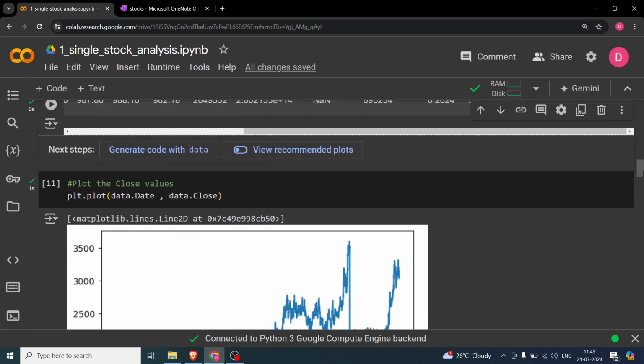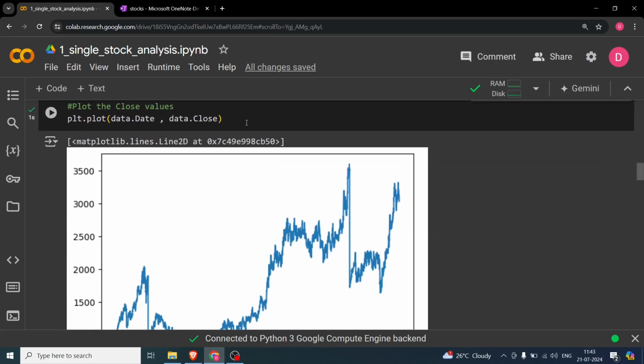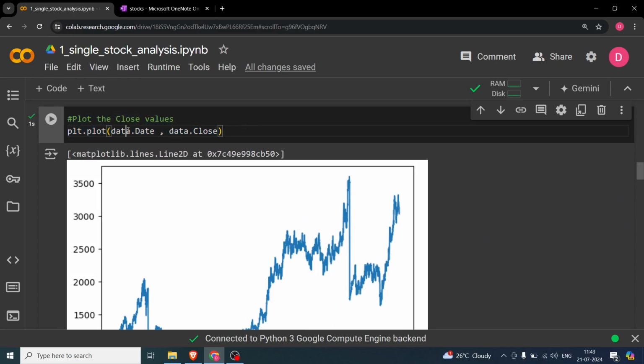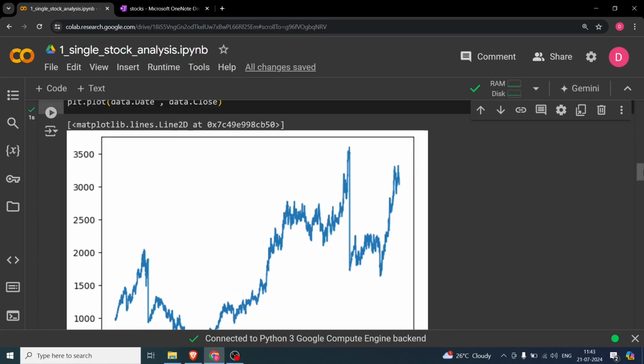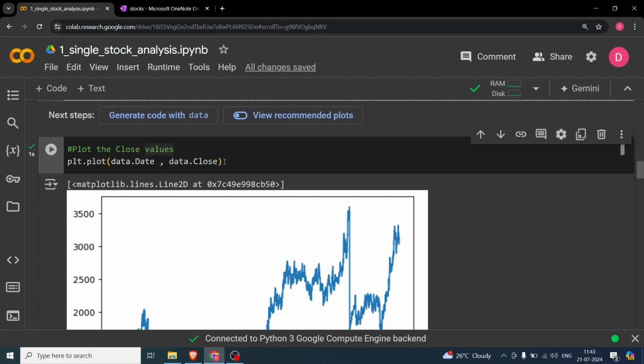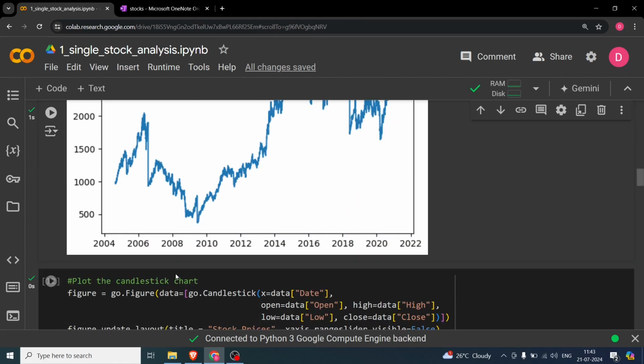Okay, after that we'll plot the most important chart, that is the chart of the closing prices. Nothing great over here, just data.close. You can see over here that data.close, this is the y-axis that we are plotting, and data.date, which is the x-axis, as you can see over here, the year 2004, 2006, and so on and so forth.